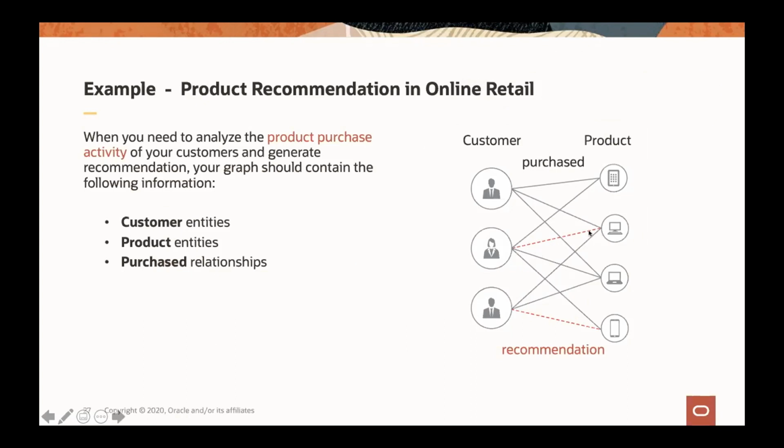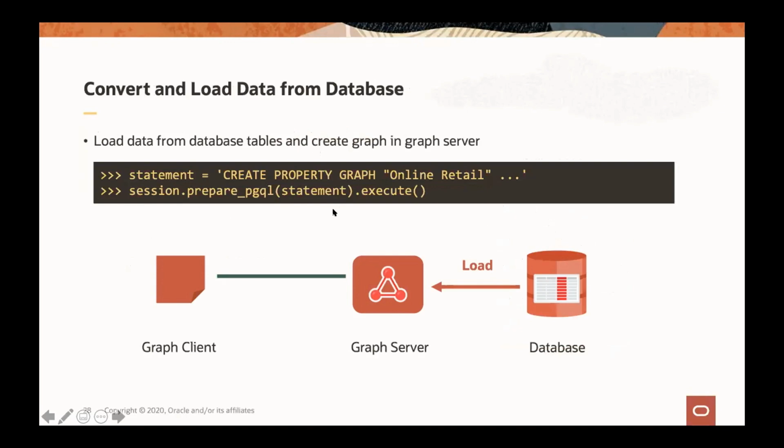Maybe using this graph, you can create possible links with these red dots. These are the possible recommendations for those customers. So for creating the graph from the CSV file format data, you can upload the CSV data into the database, and using the create property graph statement, you can load the data and convert it into a graph on the graph server.